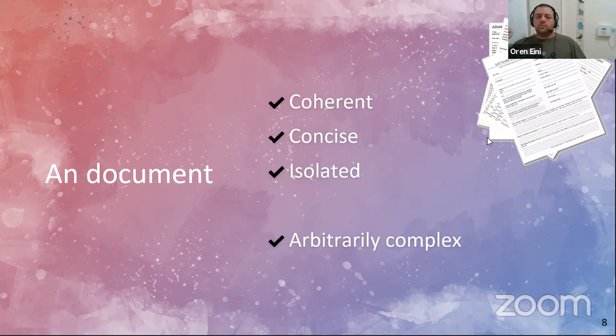The other thing that is important is that a document should be isolated. What does it mean that a document should be isolated? It means that when I'm going to have to change a document, I don't have to change other documents as well in order for it to make sense. And the easiest way for me to explain that is in the negative.